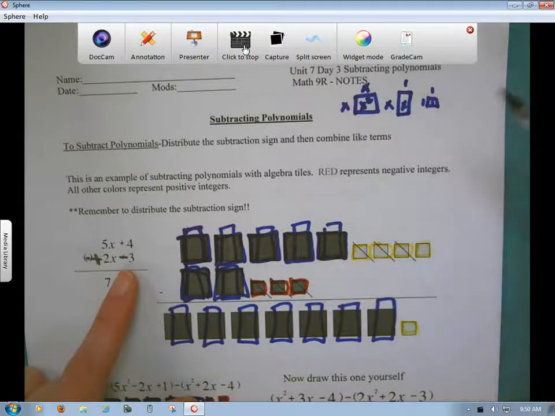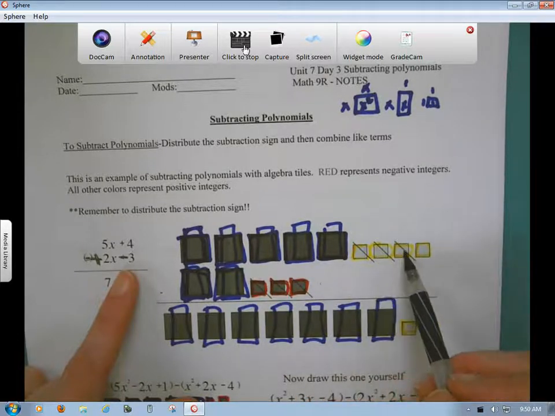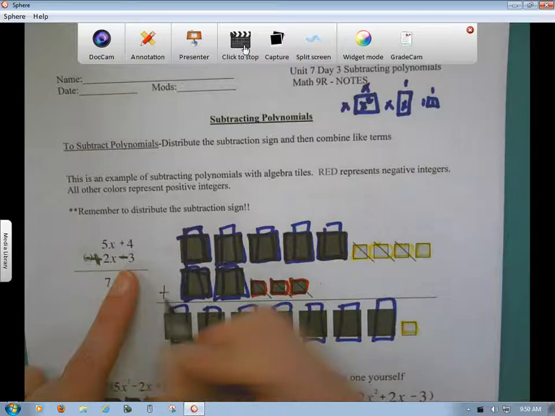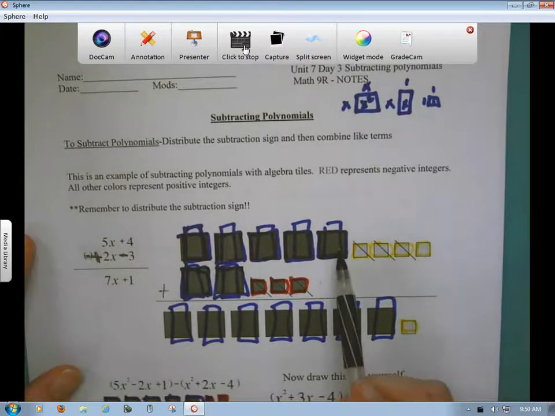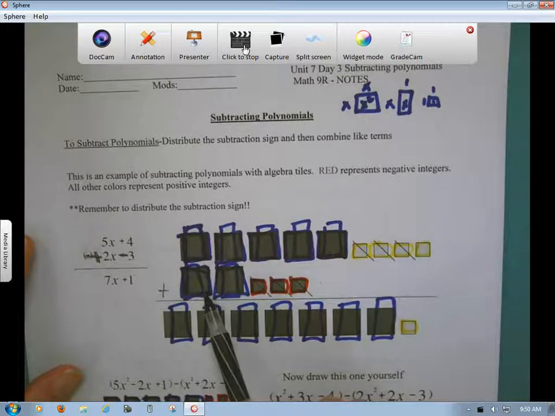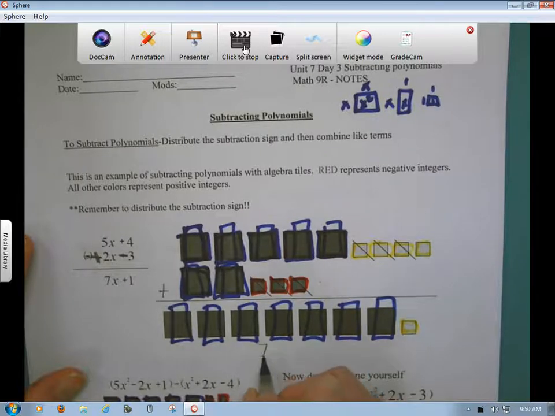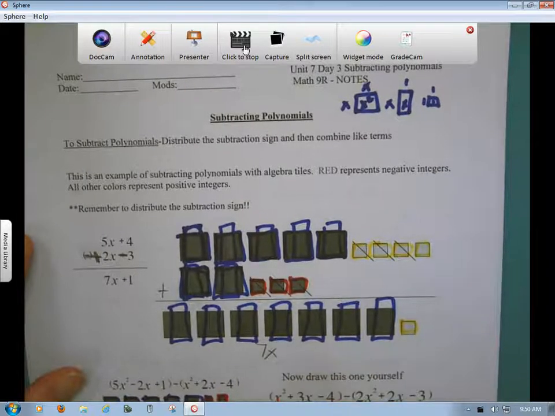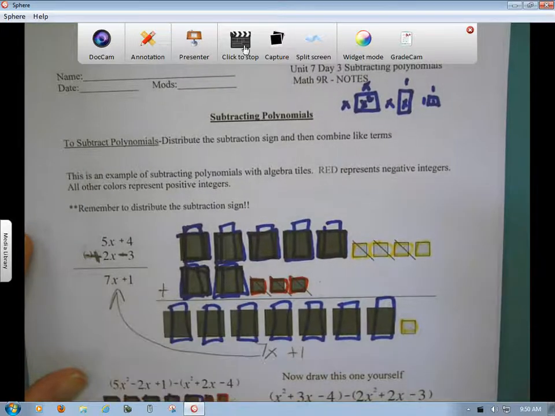So now when I go to combine them, I'd use my 3 negatives to cancel out with 3 positives. This has really become addition now. So then I combine what's like. I have the 5 blue rectangles here with 2 blue rectangles here. So 1, 2, 3, 4, 5, 6, 7 blue rectangles, which represent 7x, and then 1, which you can see is the same thing we get when we do straight math.